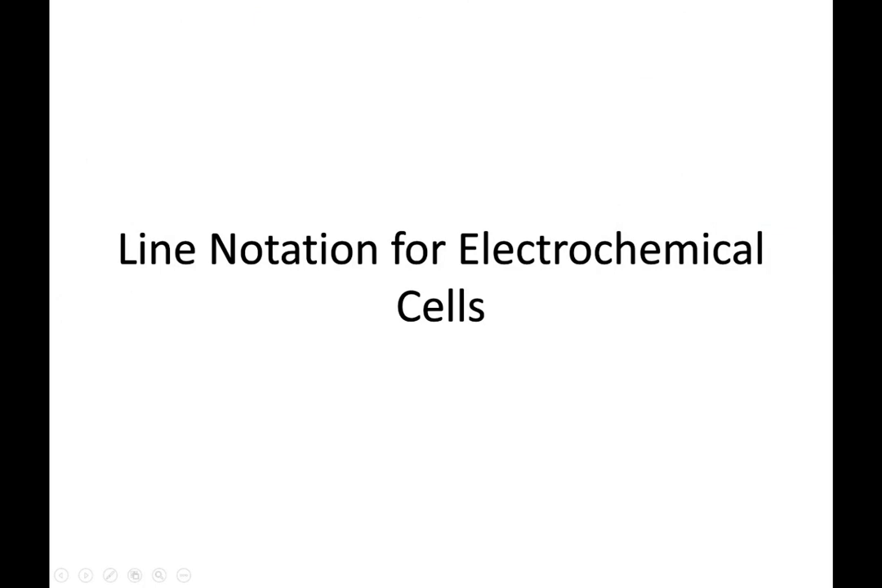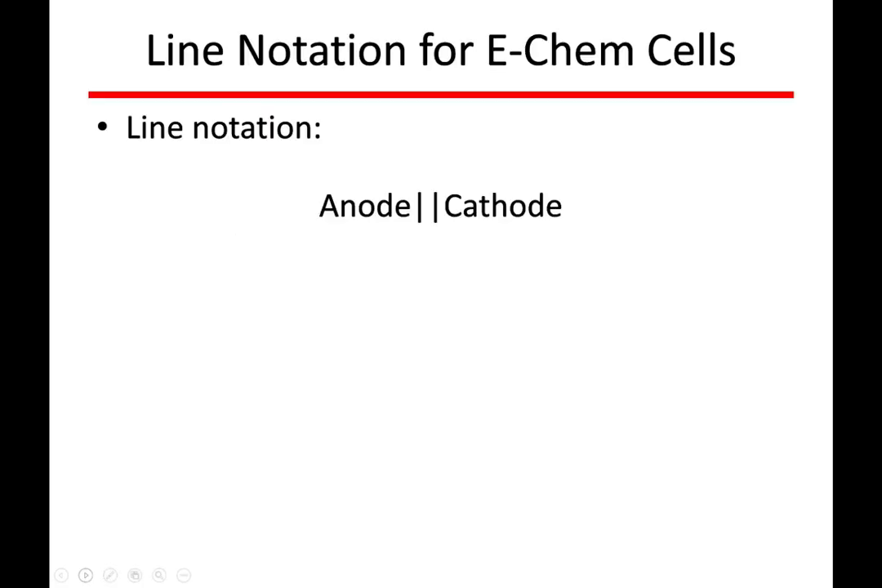Let's now talk about the line notation for electrochemical cells, which just gives us another way that we can represent the reactions that are occurring. In the line notation, what we're going to do is always put the anode on the left-hand side and put the cathode on the right-hand side. These two get separated with a double vertical line, and the double vertical line represents the salt bridge.